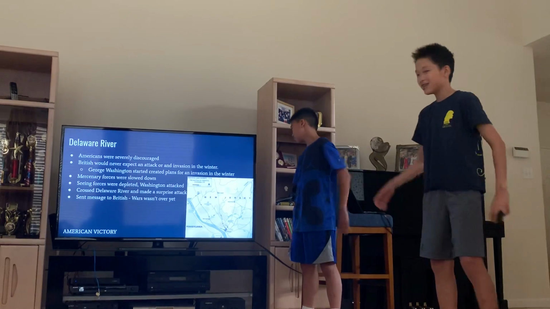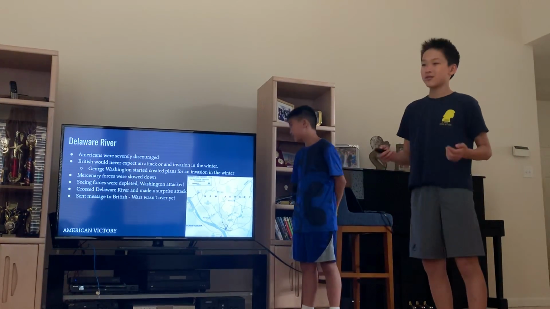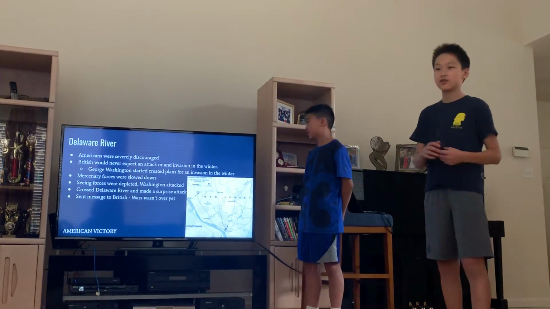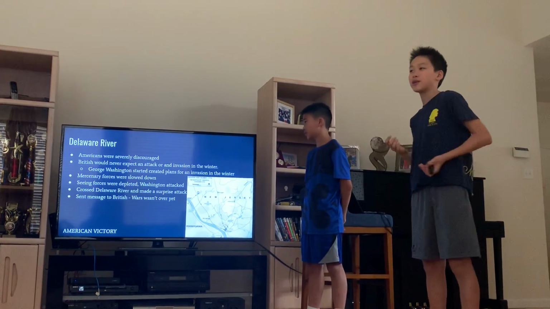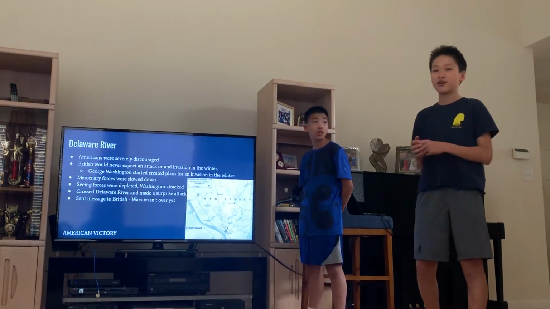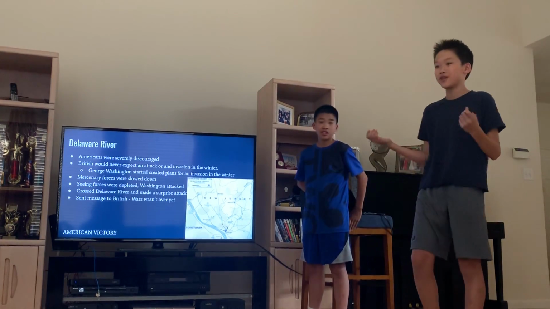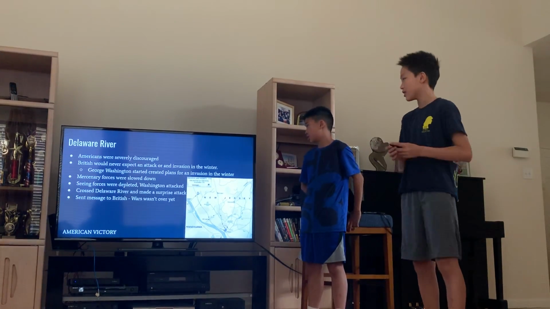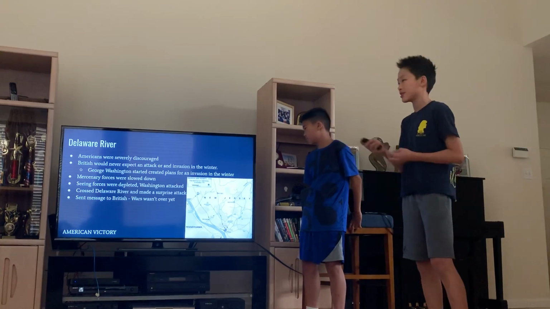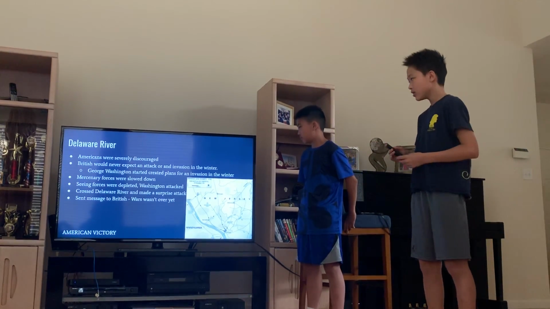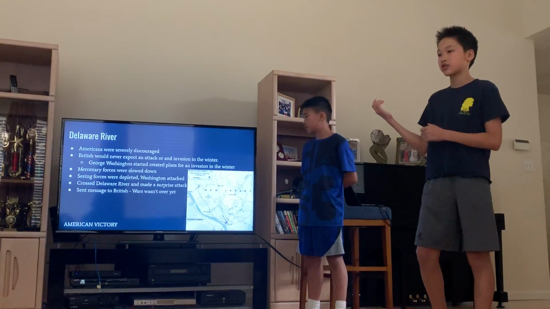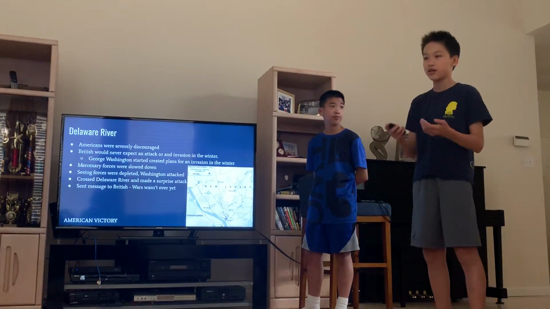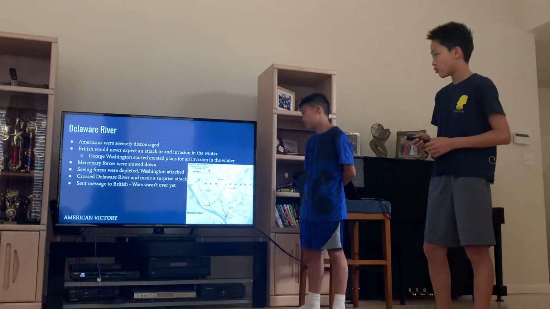Okay, so it was the winter. Winter had come, and the troops were extremely discouraged. The British forces would never expect an attack in the winter because it's very cold and nobody wants to fight then. So George Washington planned an attack in the winter, and because the mercenary forces from Germanic tribes, called the Hessians, were slowed down, Washington attacked.